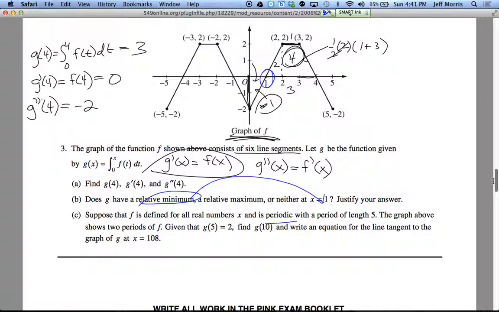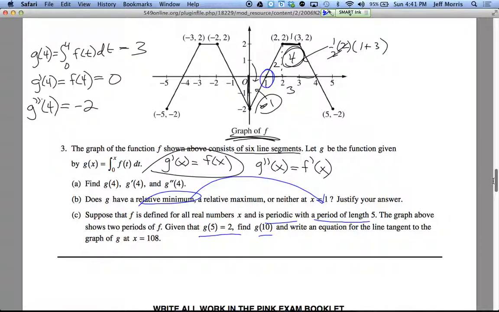How long does it take to repeat, guys? 5. It takes 5 to repeat. This thing is cyclic. So every 5 units, we're going to get this same deal. Repeating, cyclic, cycle, iterative, whatever you want to use. So it's a period of length 5. The graph above shows 2 periods of F. Given that g of 5 equals 2, that's a start, by the way. This one's interesting. This is why it's mega points.